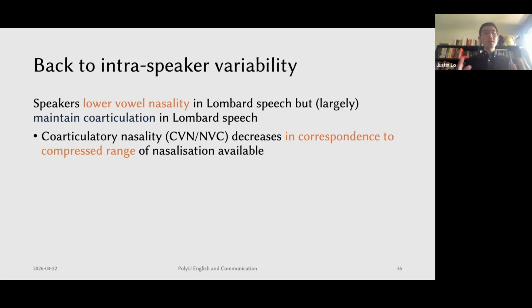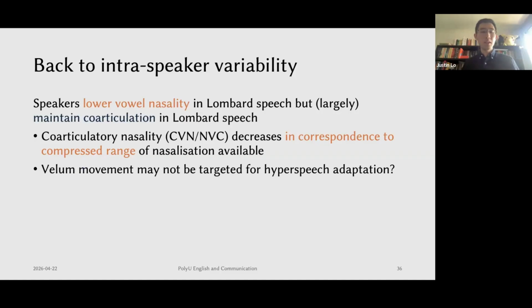And how do we reconcile these two things that seem to be going on here? What this means for us is that coarticulatory nasality does decrease, but it is decreasing in correspondence to a range of nasalization that is available when everything becomes more oral and less nasalized. Then you have less space essentially to make things sound nasal, and so speakers adjust themselves to that. They use coarticulation in pretty much the same way, but just at different levels of nasality.